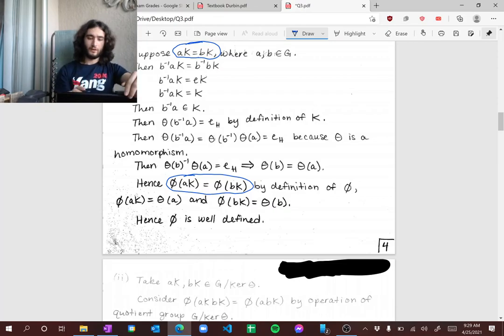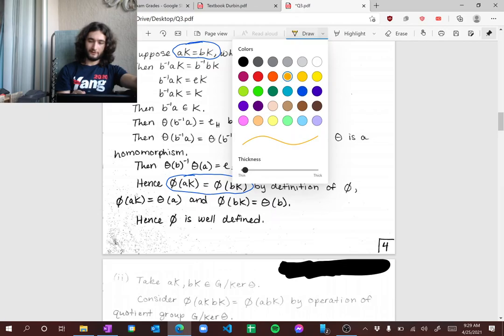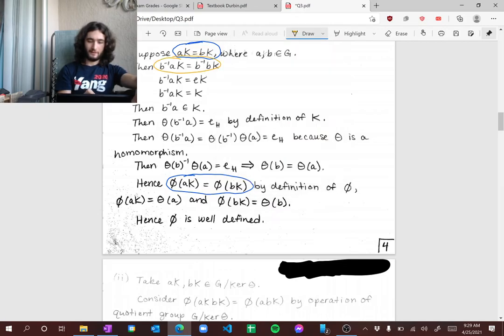So let's make sure that that's the case. So this person did it like this. It looks like they multiply both sides by b inverse, and so it becomes this, and that's one definition of what it means for something to be in there. And then what does it mean to be in K? Well, K was the kernel of theta, which means when you plug it into theta, you get the identity.